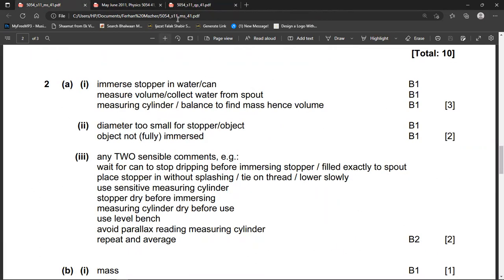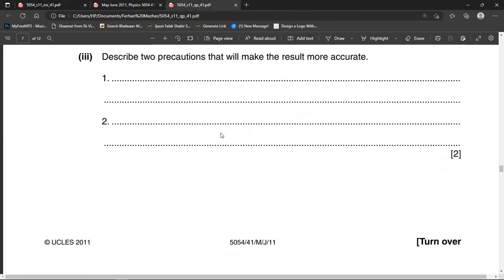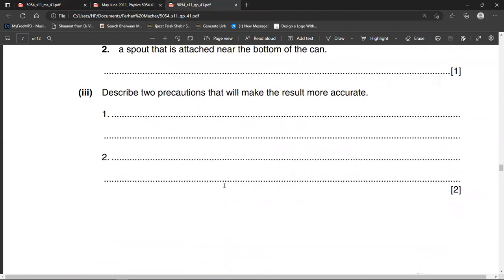So this is the answer. So our answer is right. Then they said describe 2 precautions that will make the results more accurate. Whenever you use the measuring cylinder, it must be clean and dry. No water from the spout should drip out of the measuring cylinder. And when you put the glass stopper into the displacement can, you should do it very gently and slowly so that the water does not splash and the water should not spill out.